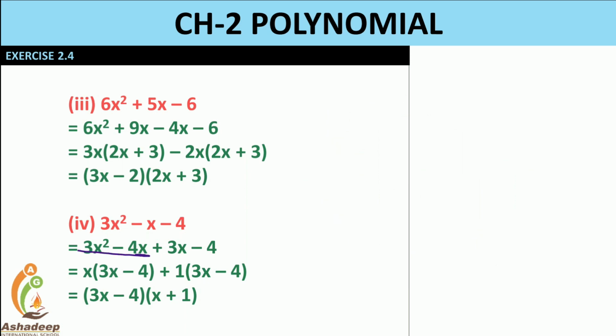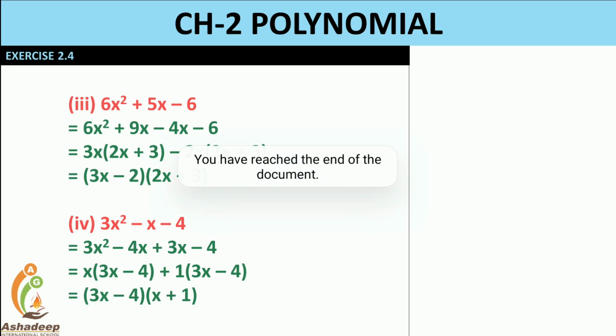Now see here, out of these two terms, what is common? Only x. If x is common, 3x minus 4. Here nothing is common, so plus 1 is taken out common, and what is remaining in the bracket is 3x minus 4. Now out of these two terms, what is common? 3x minus 4. So 3x minus 4 over here, and here x plus 1. So the answer is this.